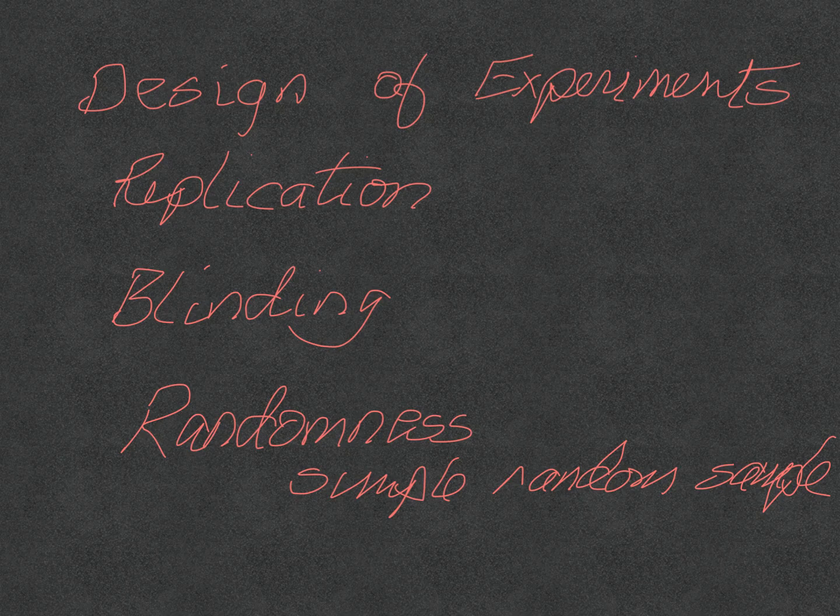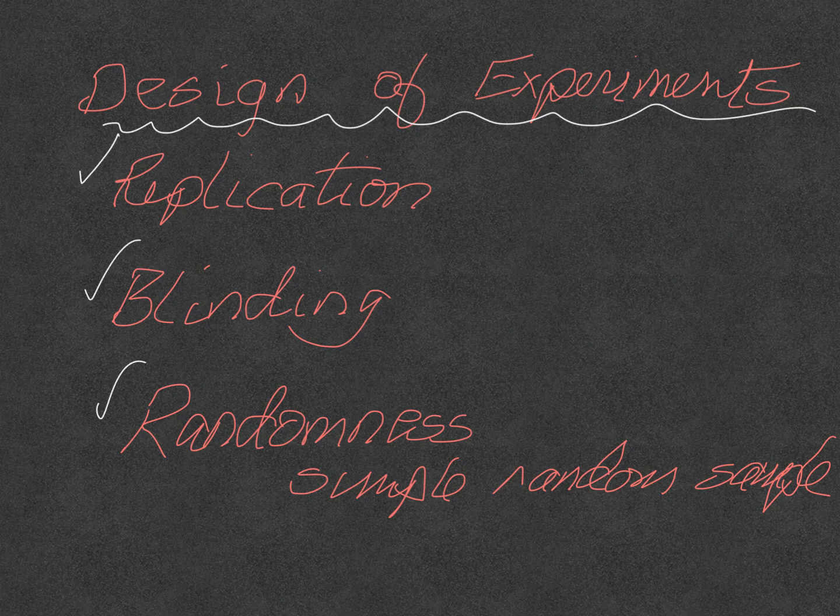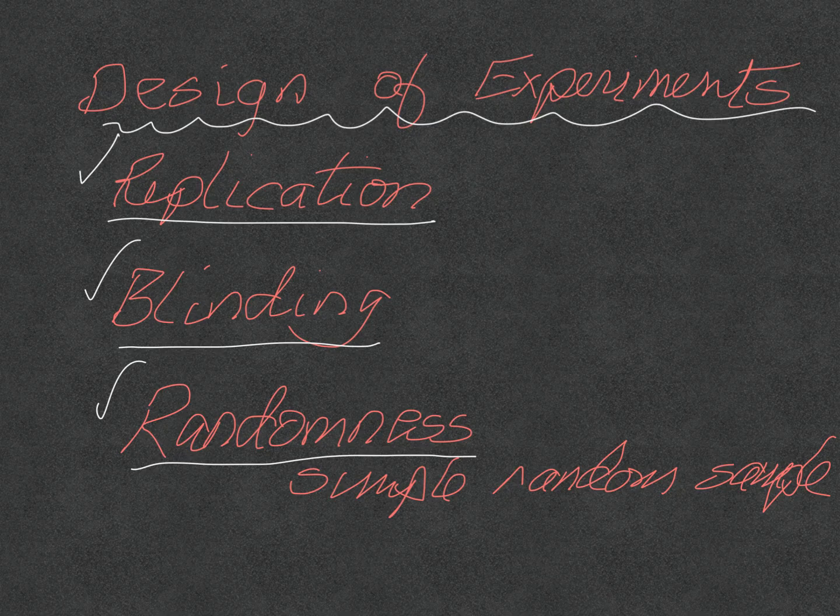Okay, now let's continue on with talking about the design of experiments. All right? There are 3 things that each good experiment should have. That's replication, blinding, and randomness. So let's talk about each one of these.